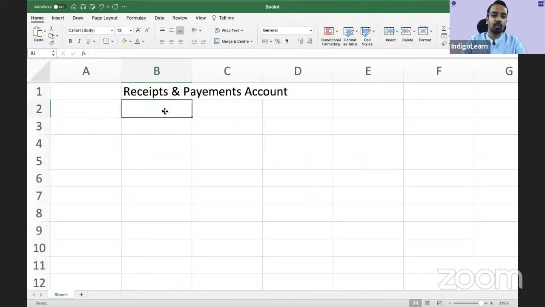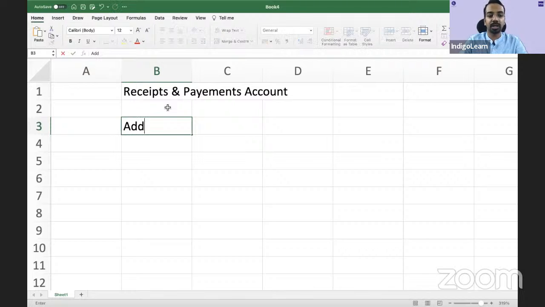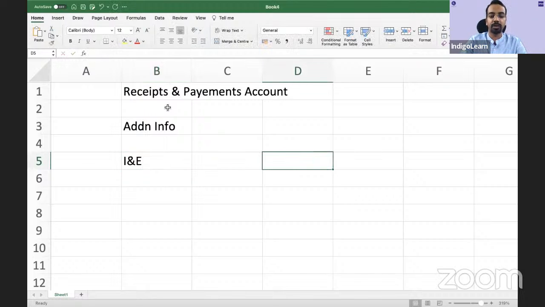Most likely, in most of the cases, this is the pattern. You would be given a receipts and payments account. From this, you would be given certain additional information, and you are required to prepare the income and expenditure account and the balance sheet. Sometimes they may give you the income and expenditure account and other related information, and ask you to prepare the receipts and payments account. It is just a back working for all forms.